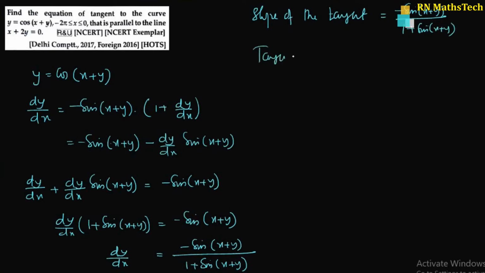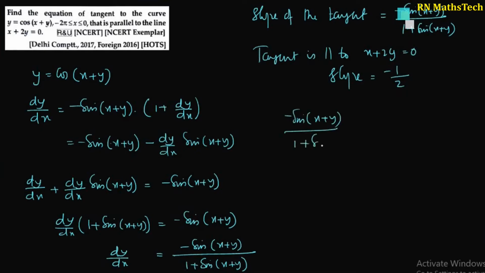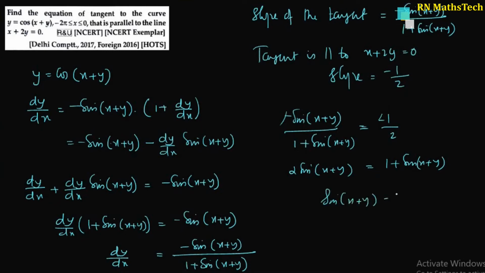Now the tangent is parallel to x + 2y = 0. Slope is -1/2. Now equating these two slopes, -sin(x + y) divided by (1 + sin(x + y)) is equal to -1/2. So negative cancels. 2 sin(x + y) is equal to 1 + sin(x + y). 2 sin(x + y) minus sin(x + y), that is sin(x + y), is equal to 1.